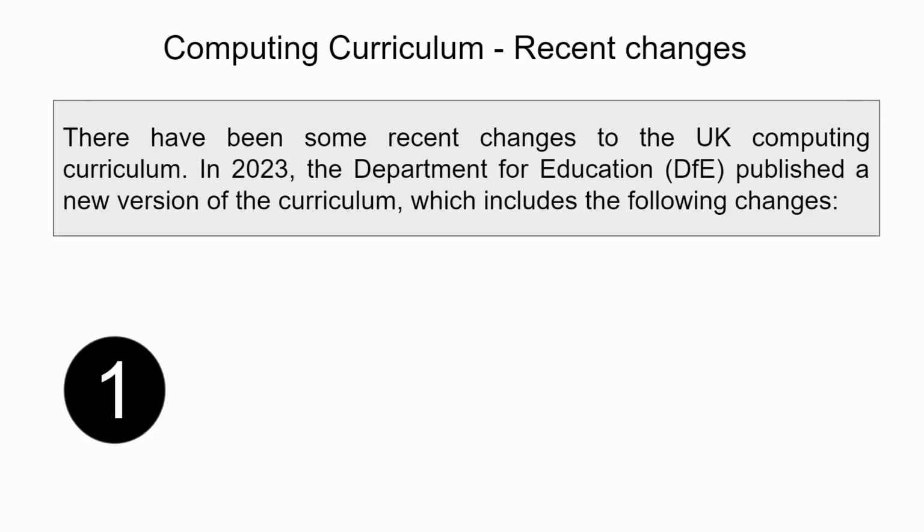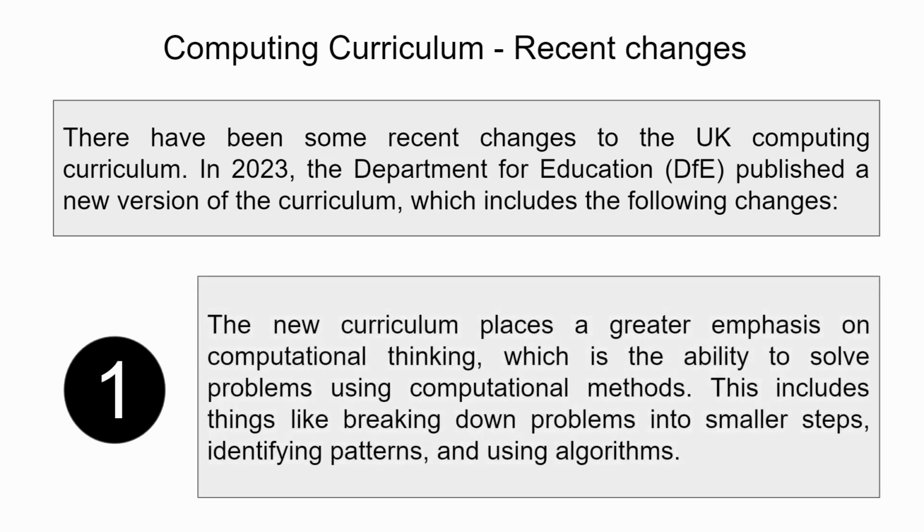So what's recently changed in that curriculum? Well, there have been some recent changes to the UK computing curriculum in 2023. The Department for Education, the DfE, published a new version of the curriculum which includes the following changes. The new curriculum places a greater emphasis on computational thinking, which is the ability to solve problems using computational methods. This includes things like breaking down problems into smaller steps, identifying patterns using algorithms, and really that's true right across the curriculum no matter what you do. It's always a good idea if you've got a problem to try and break it down into smaller steps, and I think that's what that part of the curriculum is aiming at.